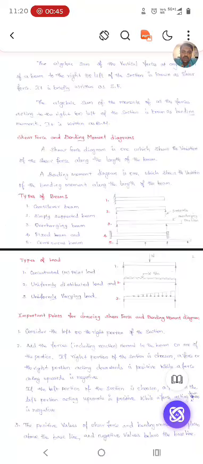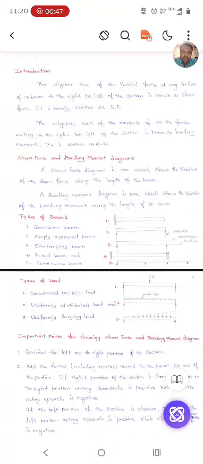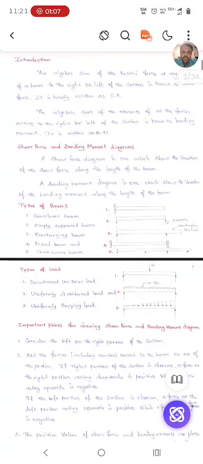What is meant by cantilever beam? A beam in which one end is fixed and the other end is free is called a cantilever beam. In a cantilever beam, the load acts at the free end, the maximum bending moment is at the free end, and the bending moment is zero at the fixed end. In the simply supported beam, both ends have supports, so that is called a simply supported beam.